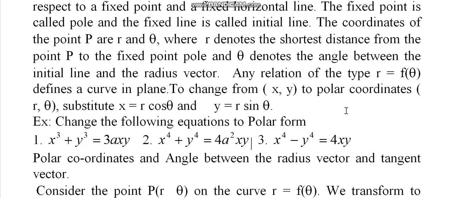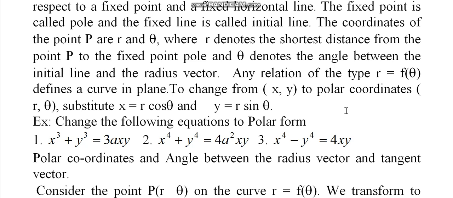The first one is x cube plus y cube is equal to 3a x y. So here you substitute x is equal to r cos theta, y is equal to r sin theta, and in the equation x cube plus y cube is equal to 3axy, it becomes r cube into bracket cos cube theta plus sin cube theta is equal to 3a times r square into cos theta sin theta. Of course, you can factorize both LHS and RHS, and you may convert it into the form r is equal to f of theta.